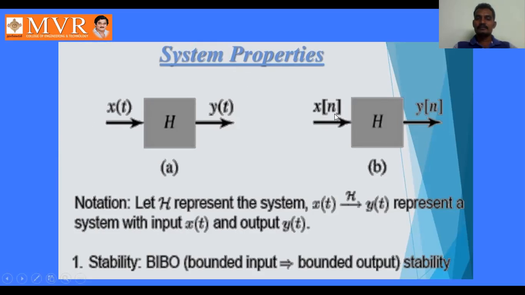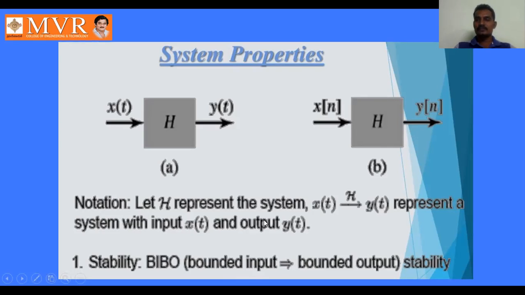X of n is represented as the input sequence and Y of n is represented as the output sequence. Then it has five properties. The first property is stability. We already discussed stable systems. What is meant by a stable system?